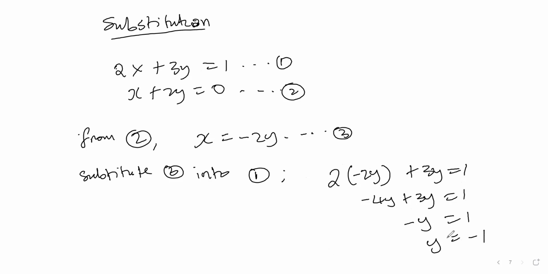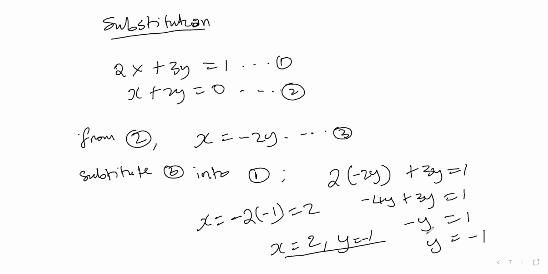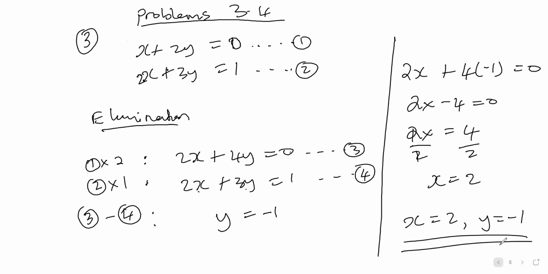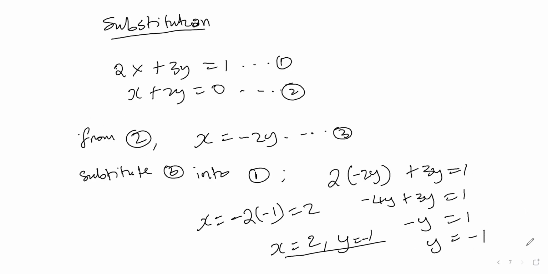Take our value for y equals minus 1, bring it into the expression for x in terms of y, and get an explicit value for x. So x is minus 2y. y is minus 1, so minus 2 times minus 1, which is 2. So our solution is x equals 2, y equals minus 1 for the system by the substitution method, which is the same solution we got for the elimination method.